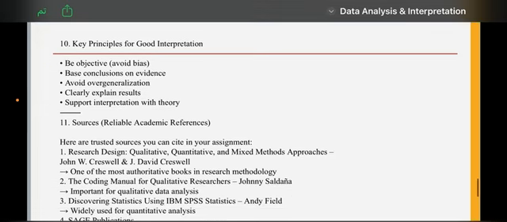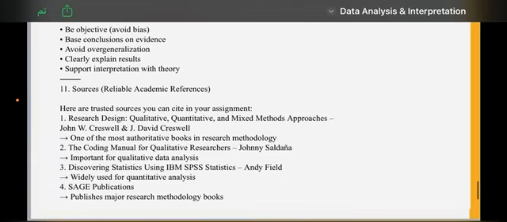We have the sources that we used for this subject, data analysis and interpretation. We have 4 sources like what you see on the screen.